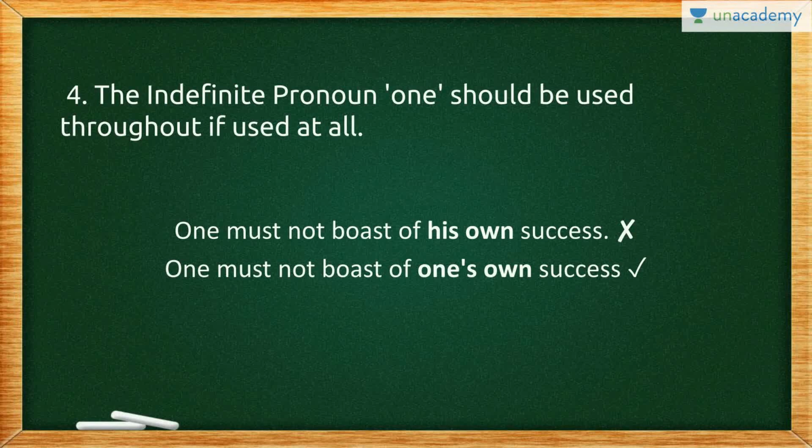Now, the indefinite pronoun one should be used throughout if used at all. So, the example given here is one must not boast of his own success. Now, you don't say his own, or one must not boast of their success. You would say one must not boast of one's own success. Now, this is an indefinite pronoun, and the rule says that throughout in the sentence we should use one itself. So, one must not boast of one's own success.